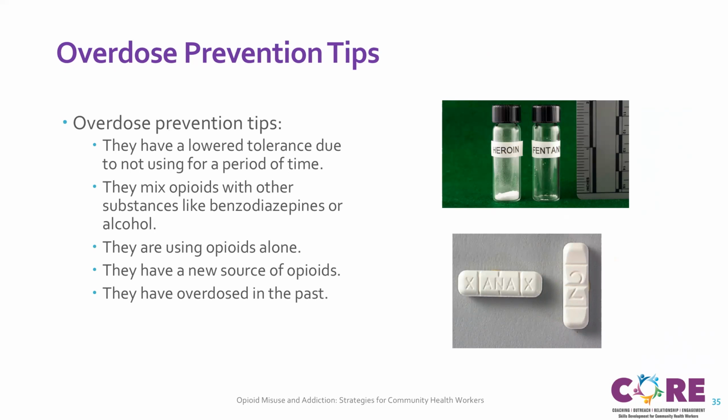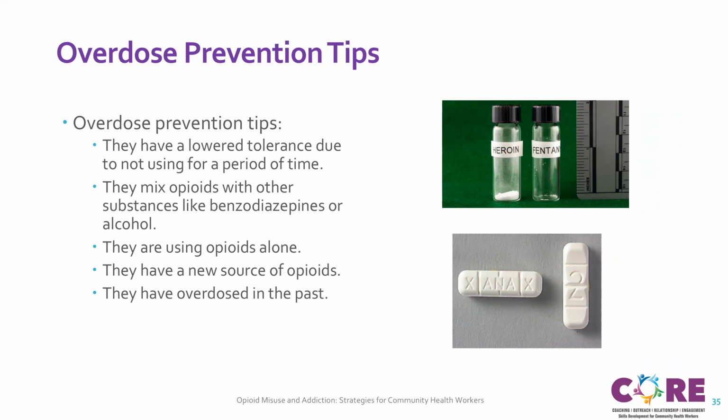Again, another risk is using alone. If someone is using opioids alone at their house at night, they're not going to have someone to check in with them. And if they do overdose, no one's going to be able to call 911 or respond. If they have a new source, if someone who they were trading opioids with, or if their dealer was arrested and they start going to a new source of opioids, that puts them at risk as well.